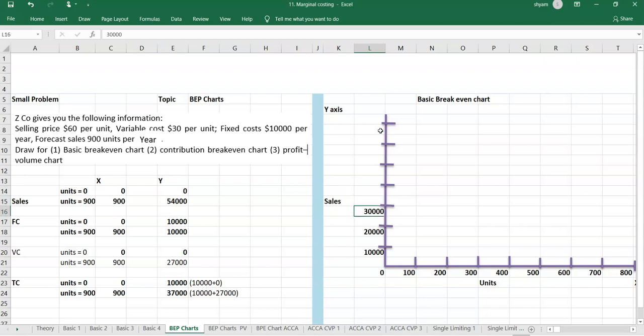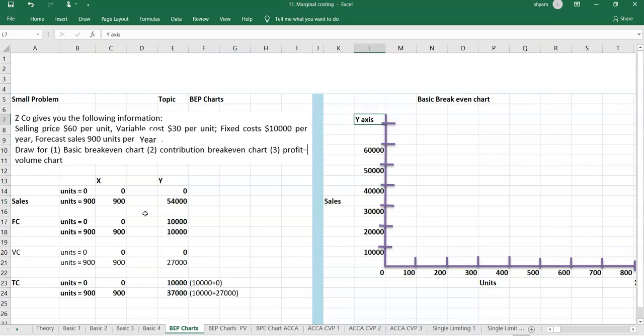We'll put it as 10,000, 20,000, 30,000, 40,000, 50,000, and 60,000. So we have drawn the scales properly.